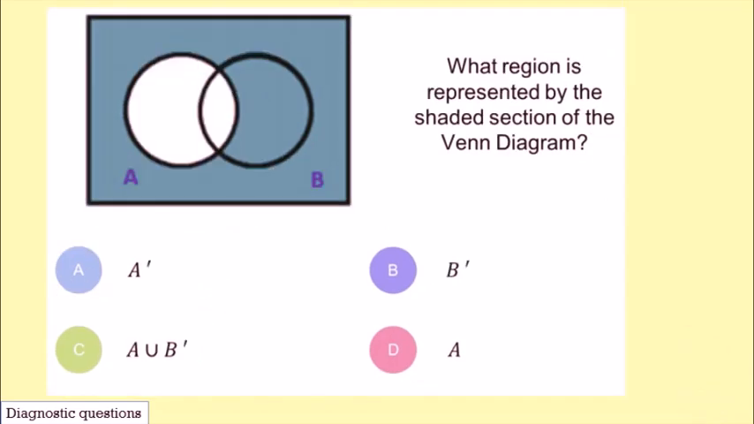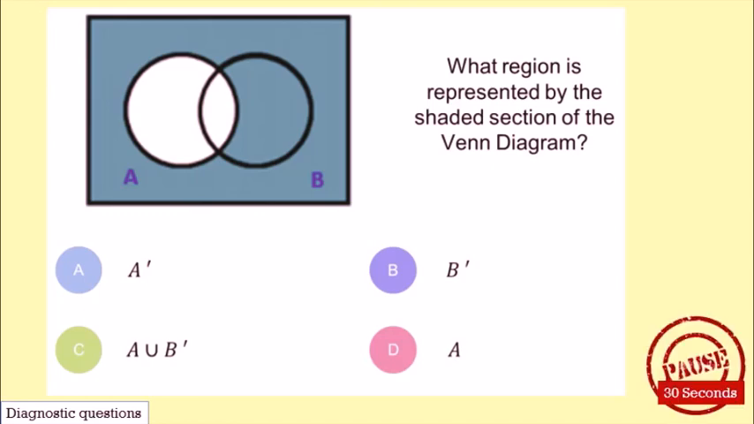Okay, well done. Now I know these are tricky, but it's the last one now, and then I'm going to give you some questions to have a go at. So what region is represented by the shaded section of the Venn diagram? A, B, C or D. Press pause and give it a go.